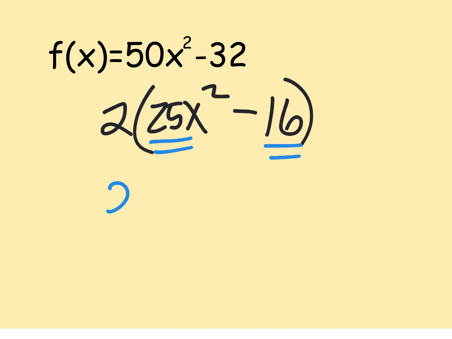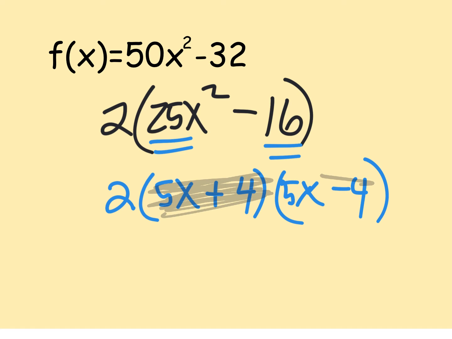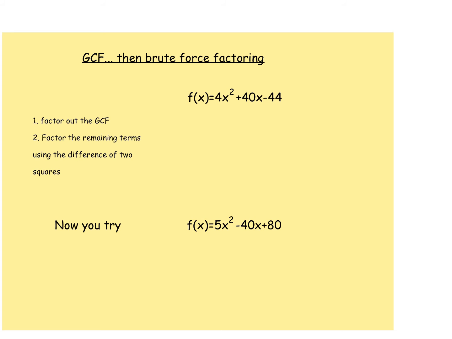Then this becomes, I hope you know this, 5x, 5x, 4, 4, plus, minus. I'm assuming that you guys have this down. How many of you did have that down? Okay, good.